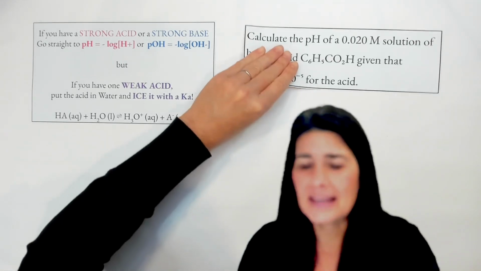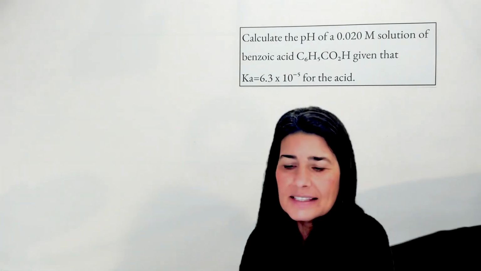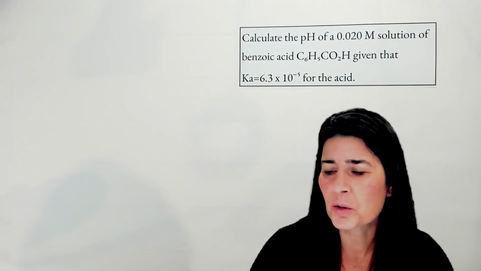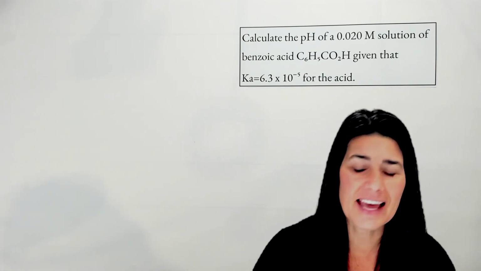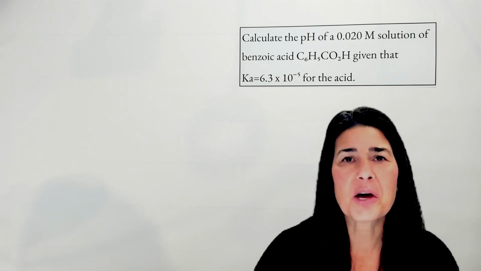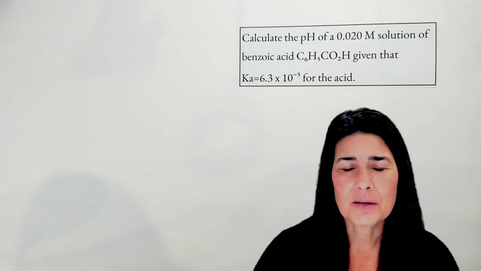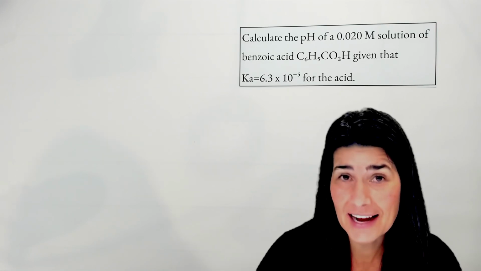This problem says, calculate the pH of a 0.20 molar solution of benzoic acid, given that its Ka is 6.3 times 10 to the minus 5. So we go to identify what we have. Well, clearly we have an acid. It said we have an acid, so it's an acid.